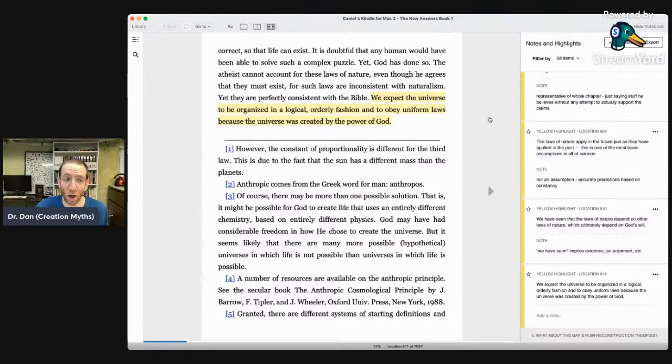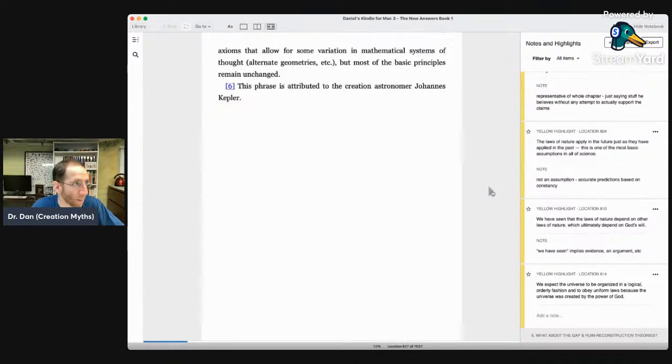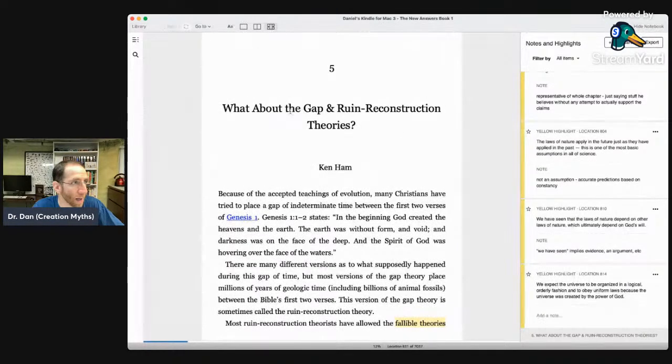So that's all we're going to cover today in the New Answers book number 1. That's chapters 3 and 4. Like I said, light on the science. Interesting, though, in terms of the approach that the authors are taking and how they're treating their intended audience here. So our next chapter, we're going to talk about gap and ruin reconstruction theories. We won't talk much about them because I don't have much to say about them, but we'll at least go through the chapter. And that'll be next time in Wrong Answers Only.